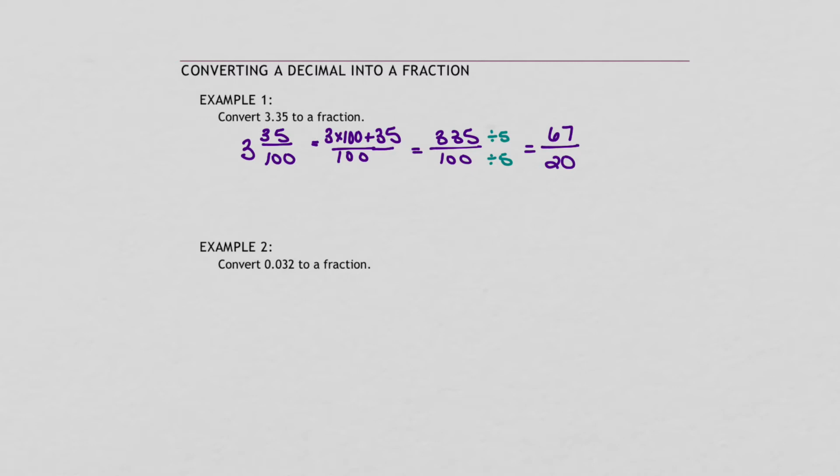So let's see. If we want to do it as a mixed fraction, we would go over to the side and say 20 into 67. So 20 goes into 67 3 times. And 3 times 20 is 60. Subtract and we're left with 7. So as a mixed fraction, this would be 3 and 7/20. You could have reduced it back here at the beginning too.